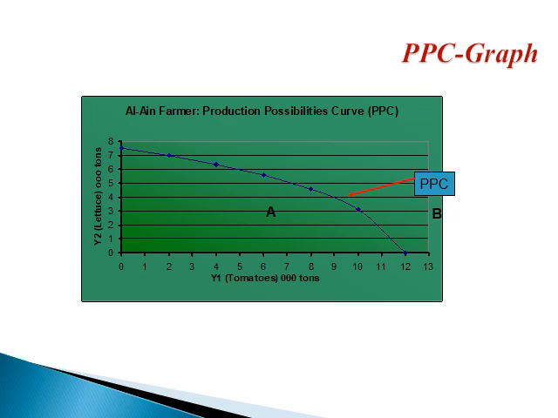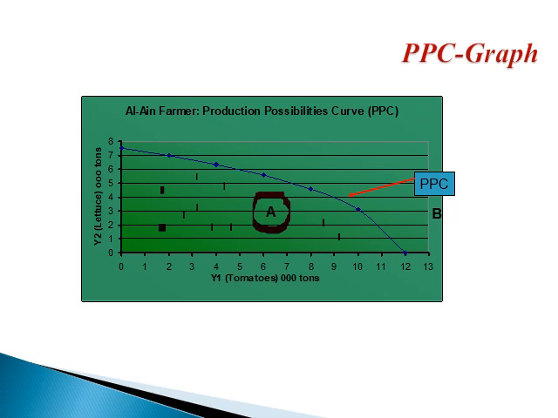Remember, for this type of curve, look at A and B. What is A and B? A indicates any combination below the production possibility curve. Anything in this area here is possible. Why? Because I have the resources. But anything inside here, as I said, I did not use all the resources I have.